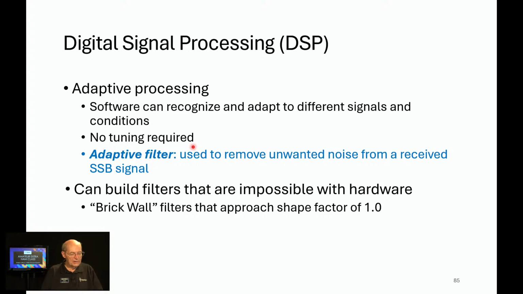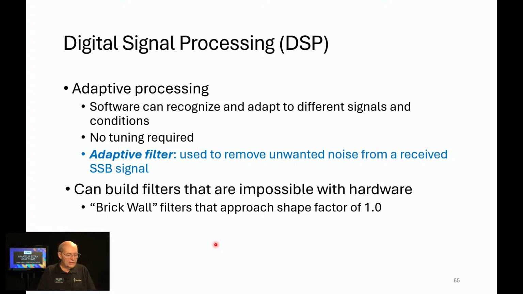There's a concept called adaptive processing. That's like if you want to be able to hear signals, a single sideband sound, but you don't want to hear all the noise. So the software can recognize and adapt to different signals and conditions. No tuning requirement, sort of like the noise reduction on your modern transceiver. An adaptive filter used to remove unwanted noise from a received single sideband signal. A filter that's very smart about doing that.